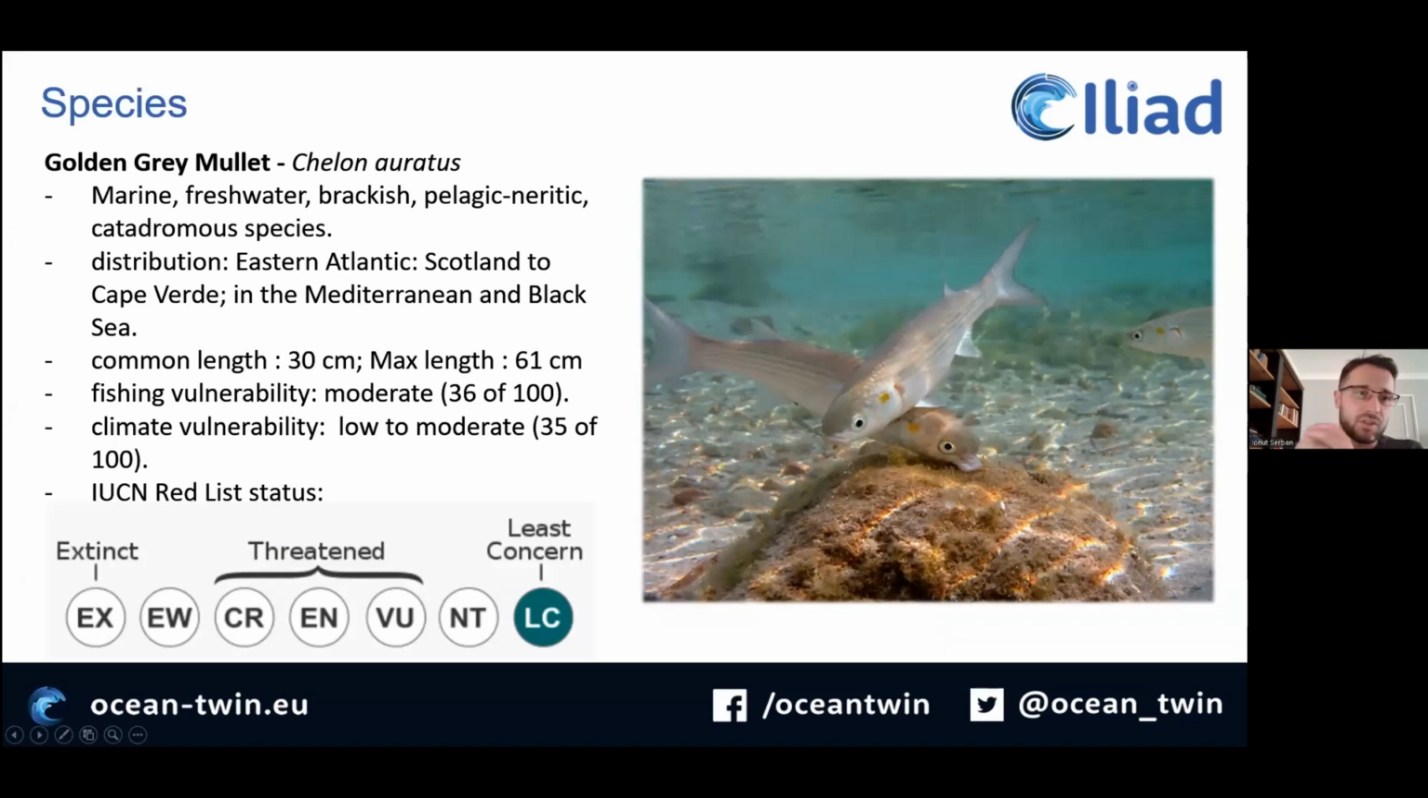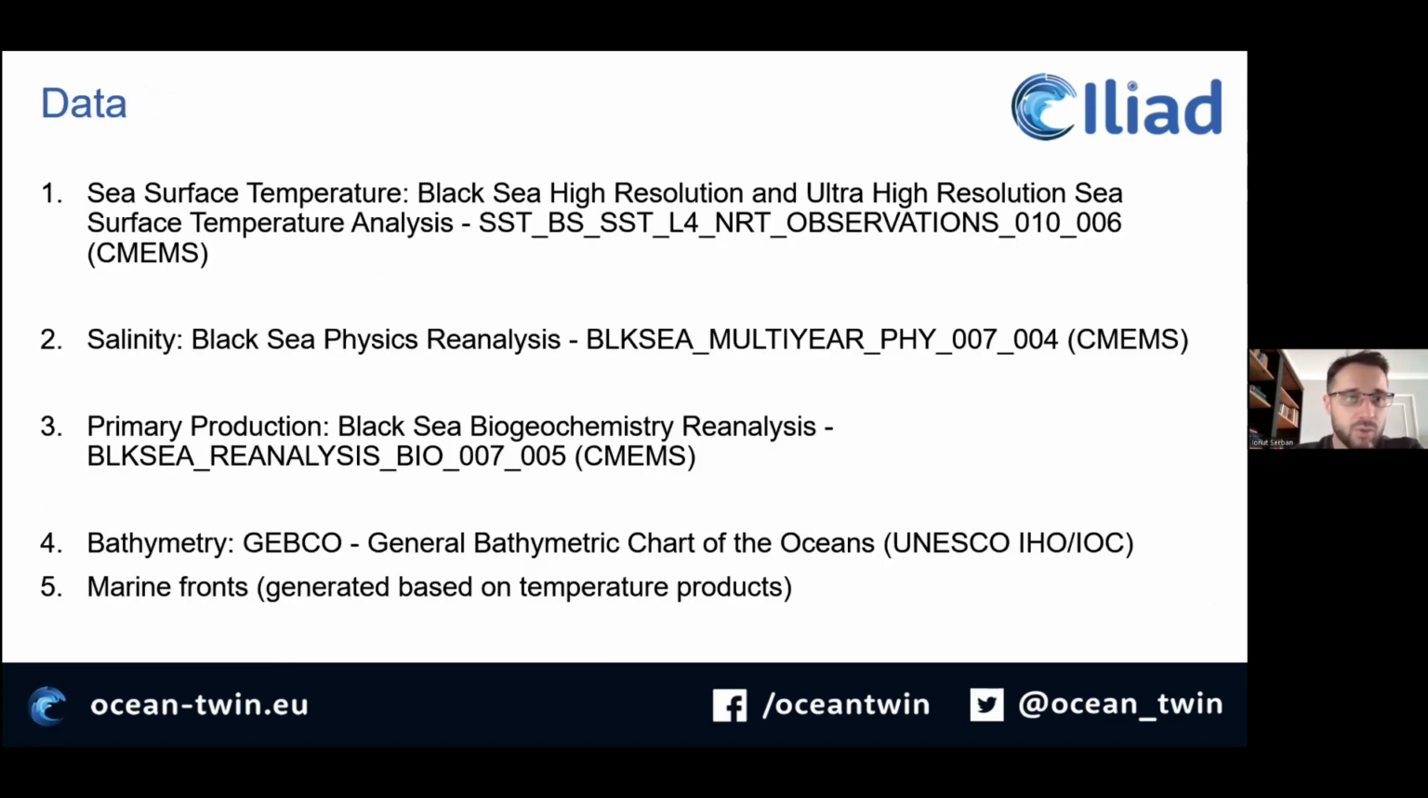So as a species of interest, we selected golden grey mullet, which is of course found in other regions of the world, but also very important from the economical point of view in the Black Sea. Here you have some information regarding the vulnerability of the species. And for that, we compute a habitat suitability index for that species. And the data we use is mainly from CMEMS: sea surface temperature, salinity, primary productivity, bathymetry, and marine fronts. Marine fronts are generated from the temperature product based on an in-house developed methodology.